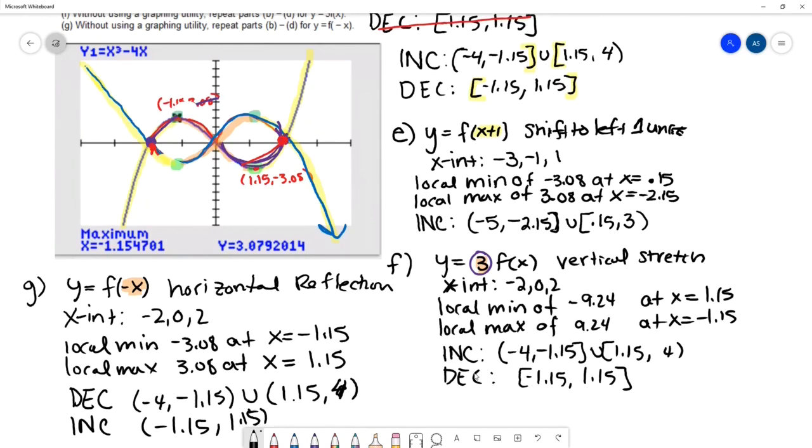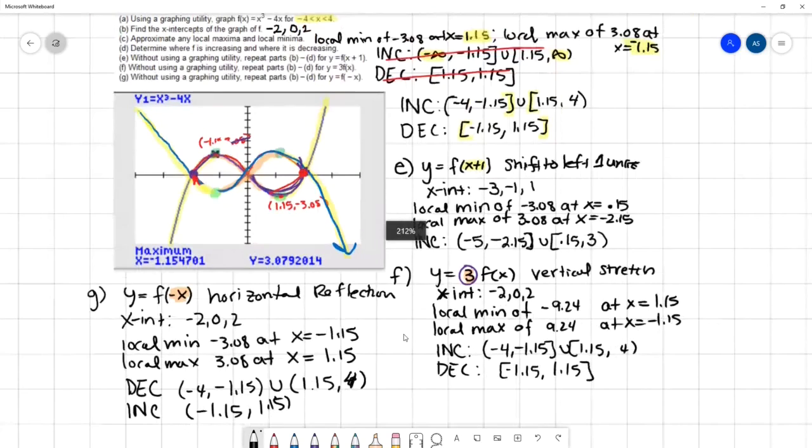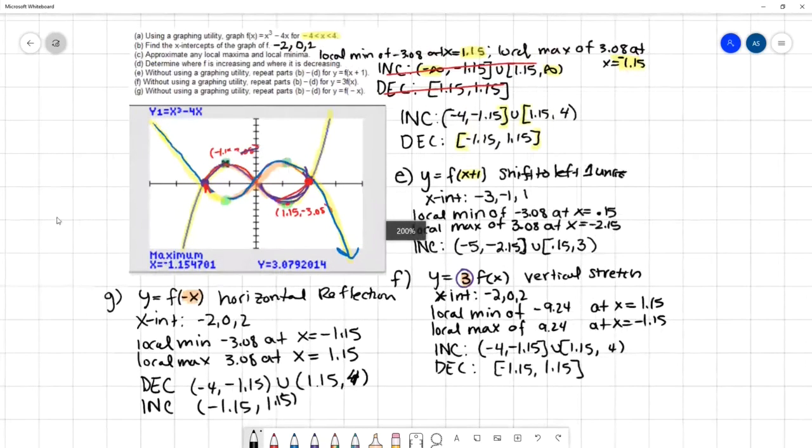So there was a lot of work to do in that problem. Let me zoom out so we can see it all.